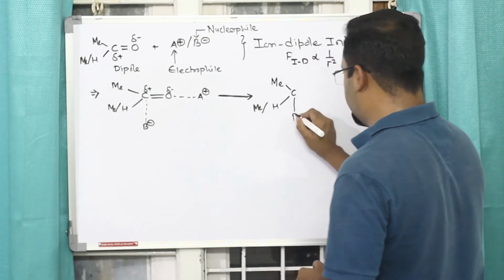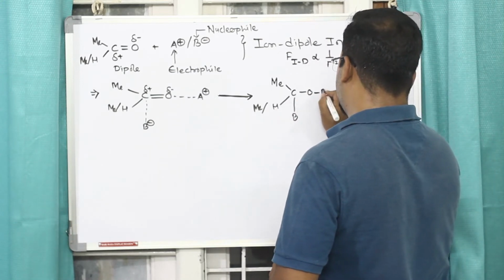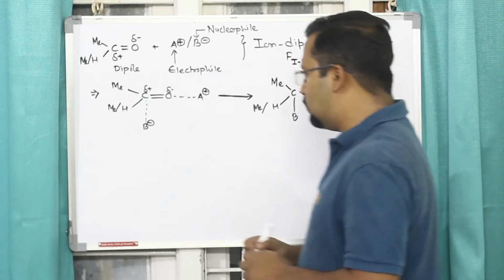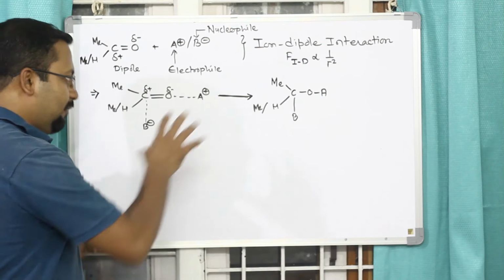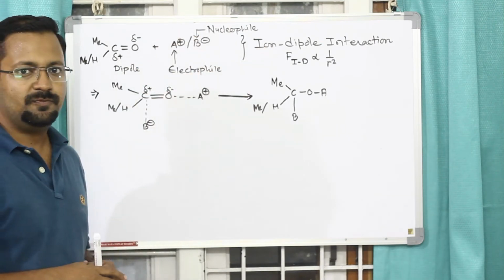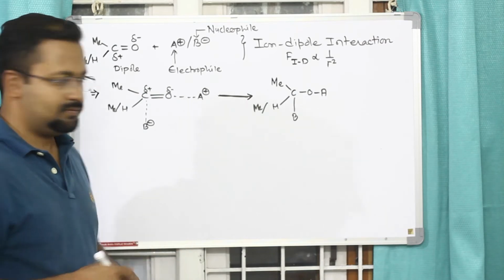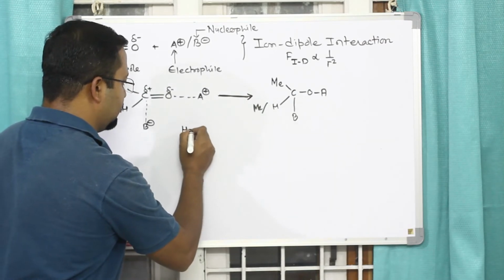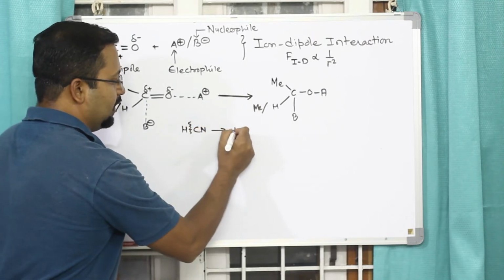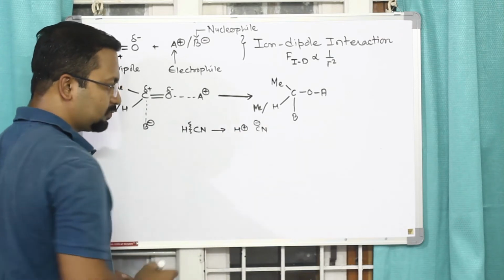So the result is carbon interacting with the nucleophile, oxygen interacting with the electrophile. This is the addition reaction. Now, if both of these entities are derived from a reagent, for example, I take the example of HCN, hydrogen cyanide. If this breaks heterolytically, it will give away H plus ion and CN minus ion.